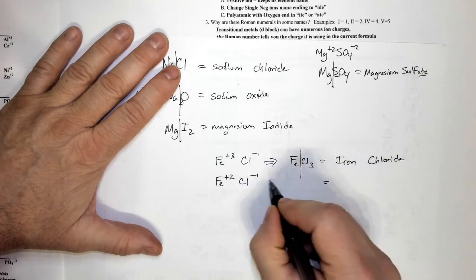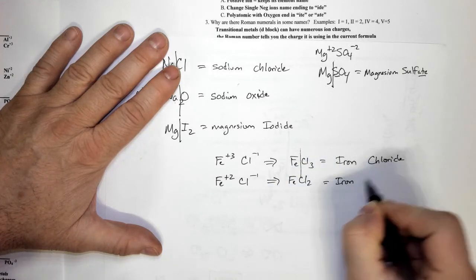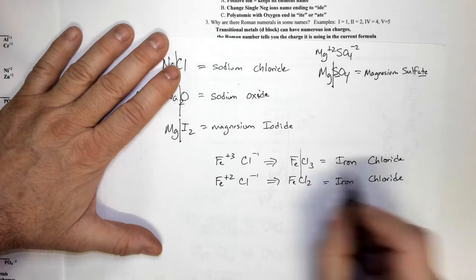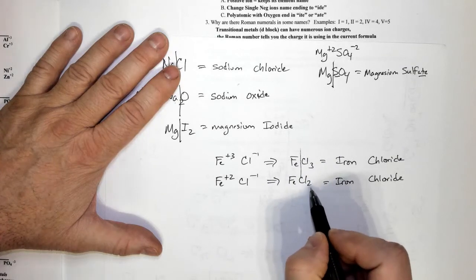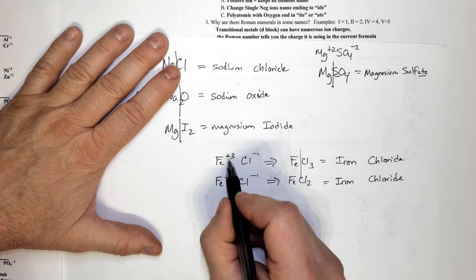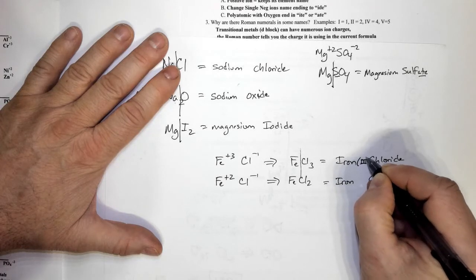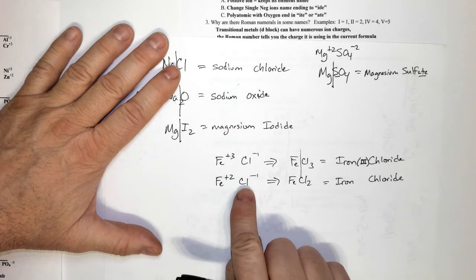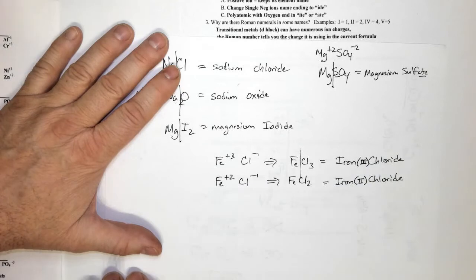But this would be FeCl2. This would also be called iron chloride. And the problem is we don't know which one is which because I can't tell which one is using the charge. So if I can name it from the formula, I want you to know what charge it has. This one is using a +3 charge, so we're going to name it iron 3 chloride. So we put a Roman numeral 3 in the center. This one's going to be called iron, since it's a +2 charge, iron 2 chloride.